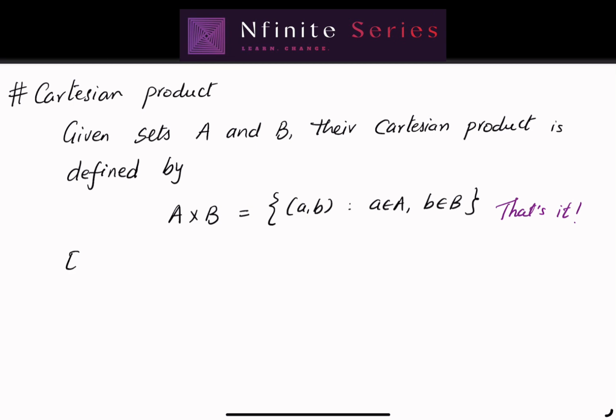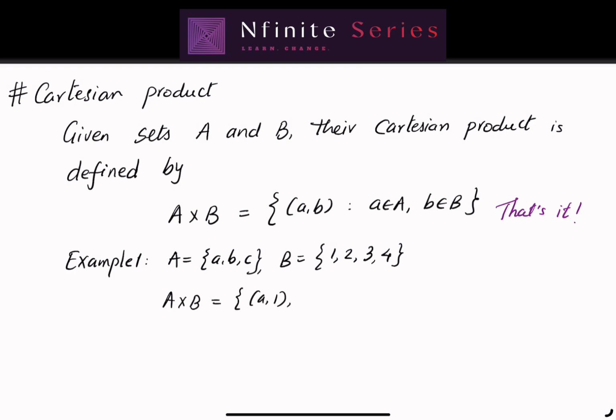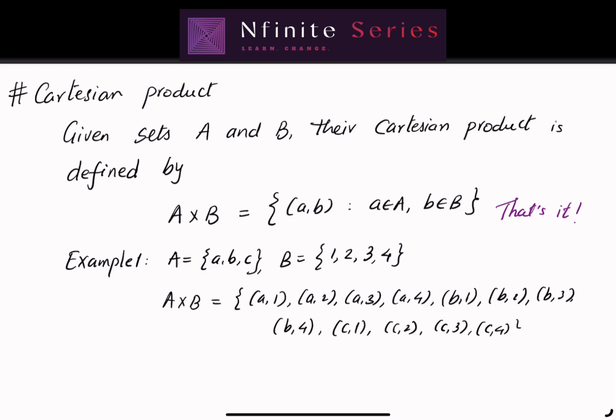Now, to understand it much better, here's an example. Suppose set A is given by the elements a, b, c, and set B is given by the numbers, say 1, 2, 3, and 4. Now, their Cartesian product A cross B is the set of all ordered pairs of the form (a, 1), then (a, 2), then (a, 3), (a, 4), and so on. You can keep on listing all possible pairs, and after completing that, we have the Cartesian product given by this.